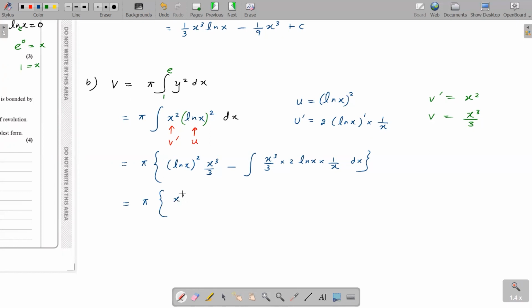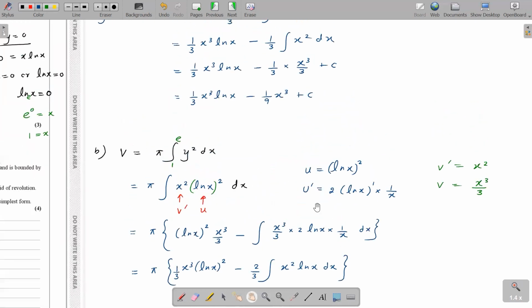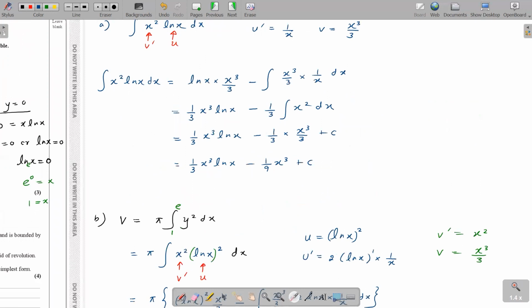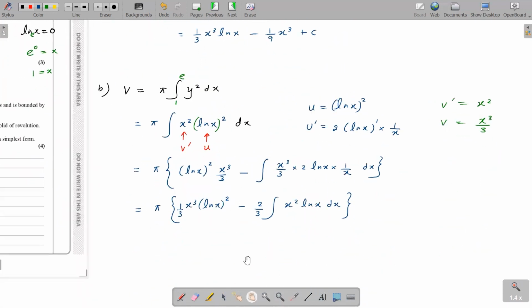So I get here 1 over 3 x cubed ln x whole thing squared, minus, we can take 2 over 3 out, integration, the x cubed and x cancel, you get x squared ln x. This is the part that we did in part A. We already found the answer for the integration of x squared ln x in part A, isn't it? We just need to substitute it here. So let's use it. Pi times 1 over 3. Shall I input the pi?